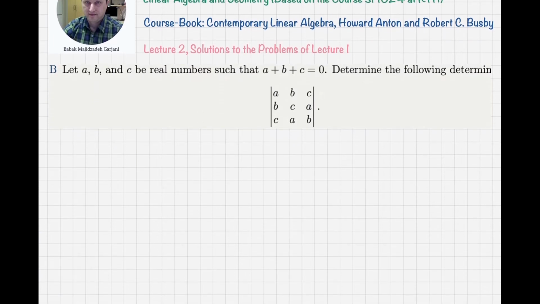Okay, so here I would prefer to use the Sarrus mnemonic. So what can I do? I can just rewrite this in this form. So I will have A, B, and C, and then I will have B, C, and A, and then I have C, A, and B. Then I will repeat the first two columns, A, B, C, B, C, A. And then I can follow this rule.